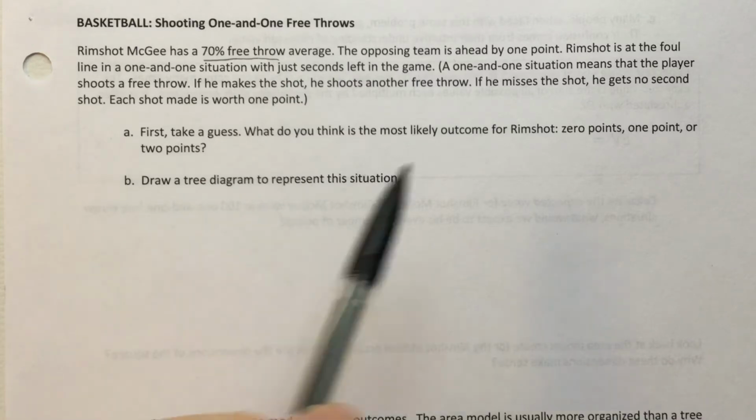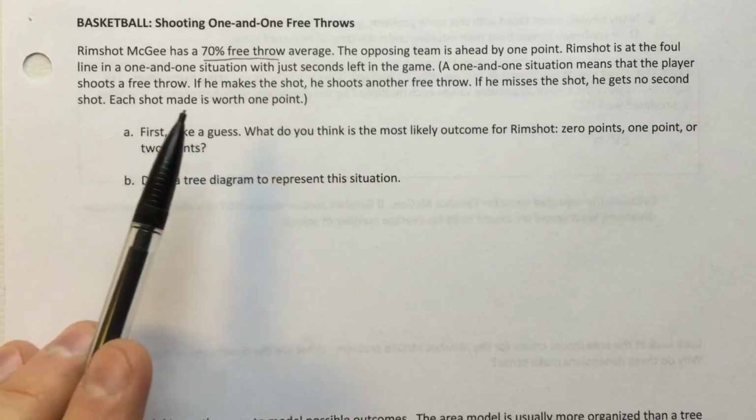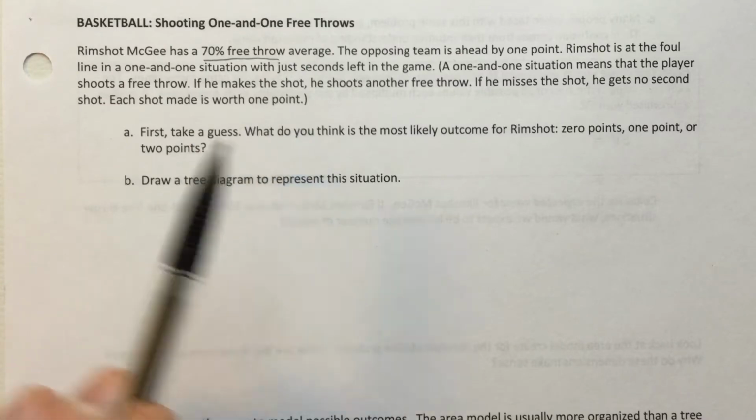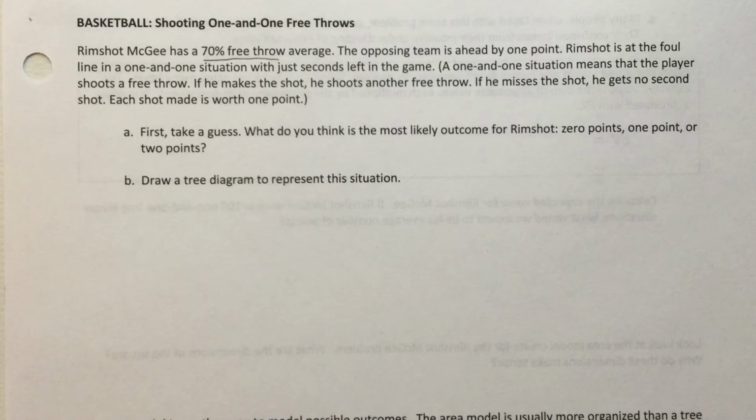So if you don't know basketball, 1-and-1 means the player shoots a foul shot or a free throw. If he makes the first shot, he shoots a second. If he misses the first shot, then he does not get a second shot. And for foul shots, every shot is worth 1 point.